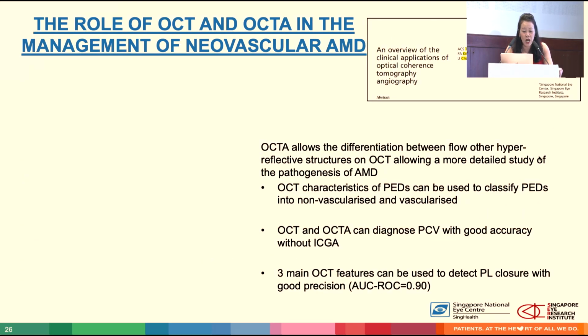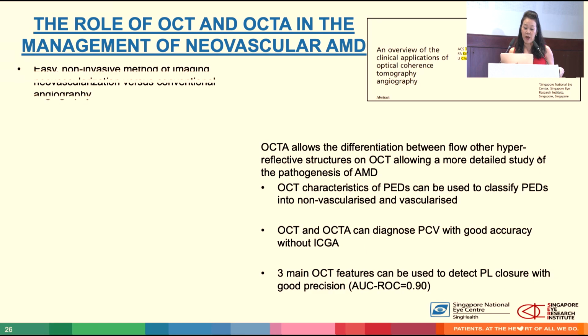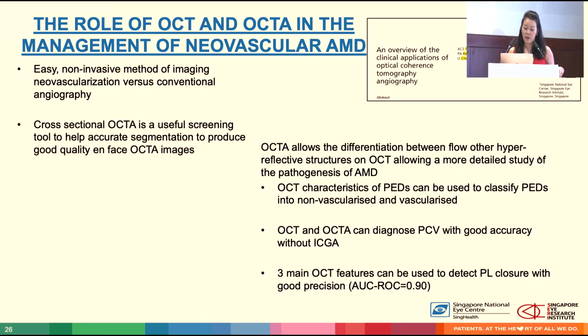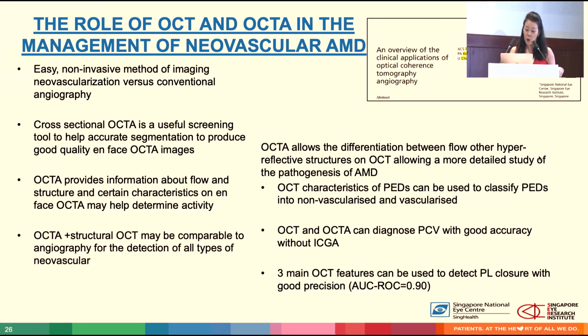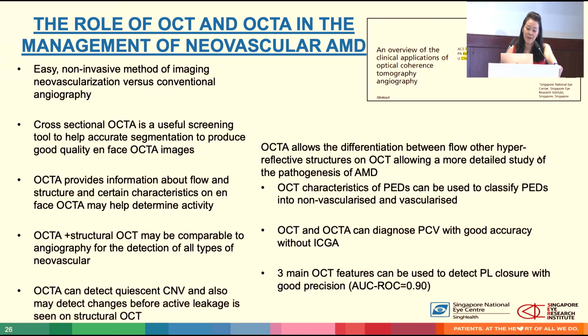So I just want to finish up with a summary. This is a paper that we published, and you can go read it because 7 minutes is no time to finish. But anyway, we know that OCTA allows differentiation between flow and other hyperreflective structures. It can be used to classify PEDs as well as look at the different types of AMD. It is an easy, non-invasive method of imaging, and cross-sectional OCTA is useful as a screening tool. It provides information about flow and can help determine activity. OCTA and structural OCT are now comparable to angiography to identify a lot of neovascular AMD. And quiescent CNVs can also be detected before active changes appear.